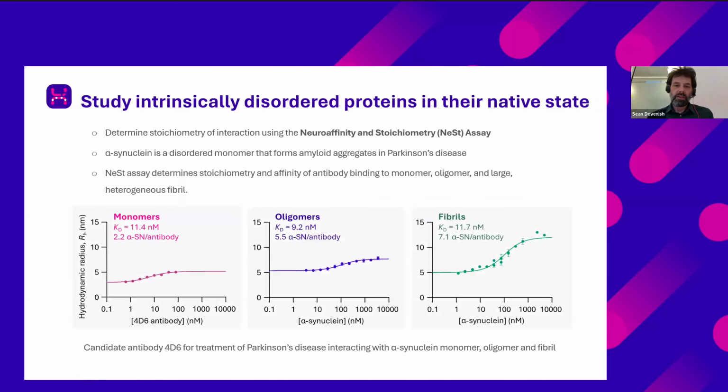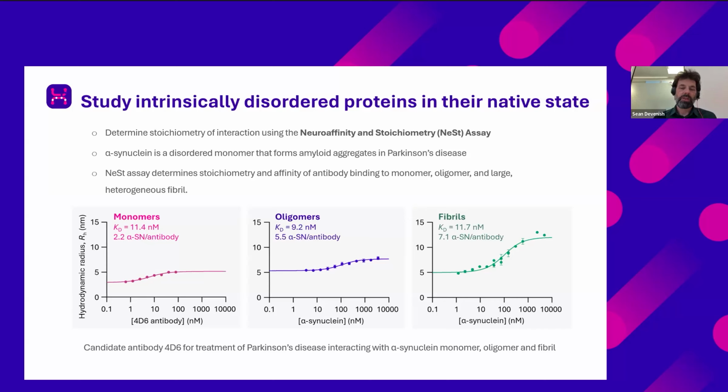The second example here is really looking at challenging targets. So disordered proteins, intrinsically disordered proteins, and macromolecular species. The protein of interest here is called alpha-synuclein. It's the causative agent of Parkinson's disease.